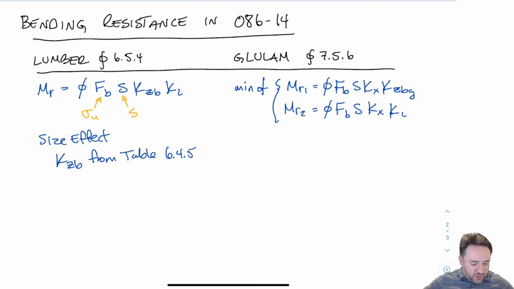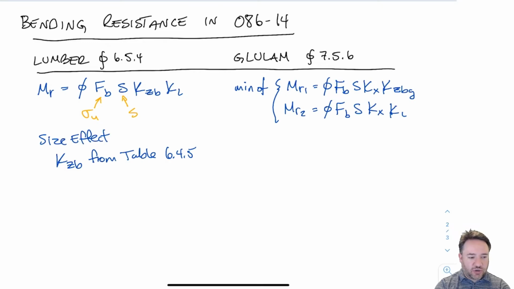So moving on to glulam here, we're going to talk about the differences in size effect in a minute, but in glulam we have two different equations, MR1 and MR2. We have to calculate both and then take whichever one is the minimum. And you'll notice that it's very similar to lumber. We start with phi, FB, and S, which we expect. And then both equations also have a factor called Kx, and this is to account for curved glulam members.